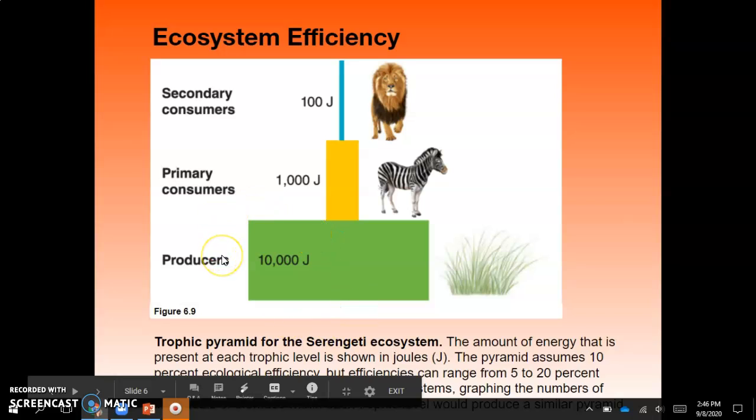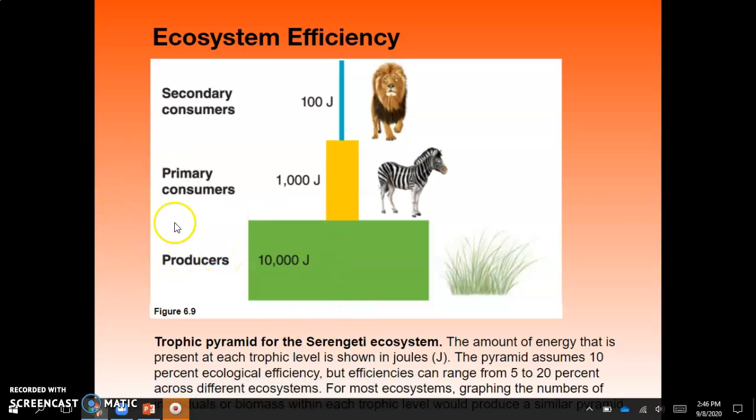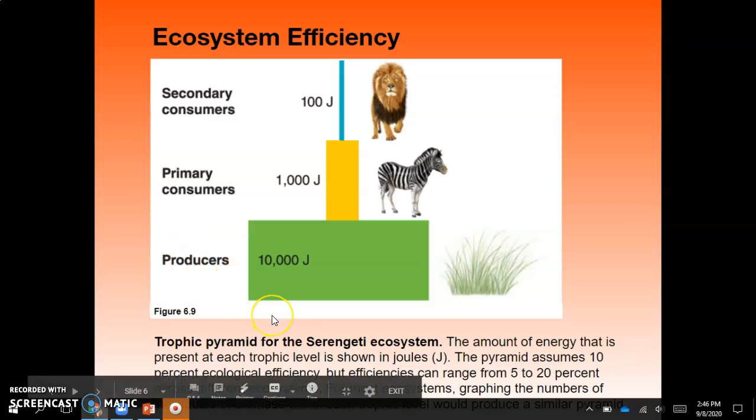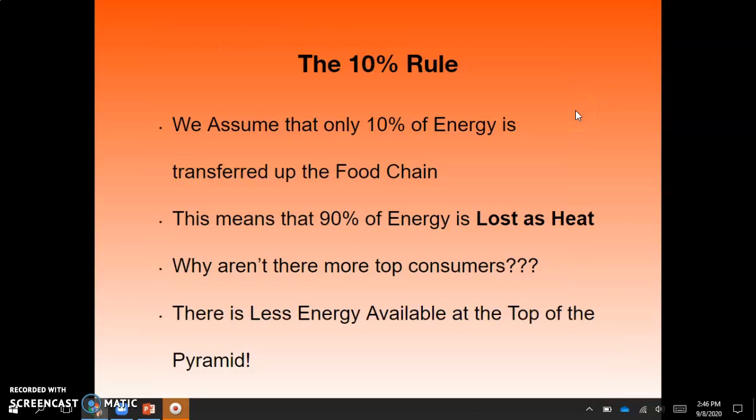So when we look at an energy pyramid, the producers will always be at the bottom with the most energy available, and our top consumers will be at the top with the least energy available. Okay, and we have to follow something called the 10% rule. The 10% rule is that we assume that only 10% of energy is transferred up the food chain. This means that 90% of that energy is lost, and it's lost in the form of heat.